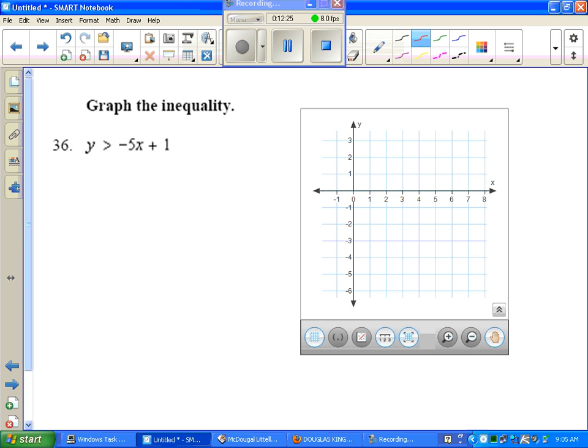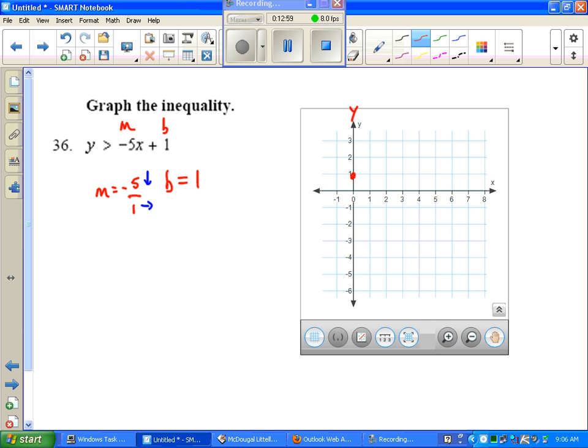Then number 36 says graph the inequality. This is in mx plus b form. So it is showing you a slope and it is showing you a y-intercept. B is your y-intercept. B tells you where to begin. Its value is 1. This is your y-axis. So begin where its value is positive 1. Your m value is negative 5. Remember, m is always a fraction. So if it's not showing it being over another number, put it over 1. That tells you to go down 5 and go to the right 1.